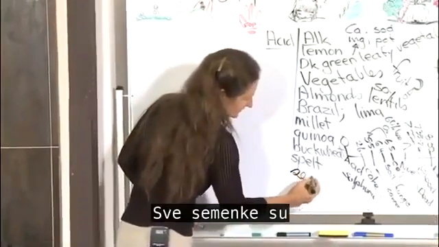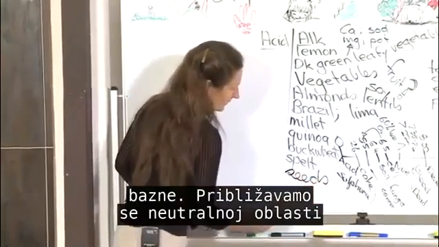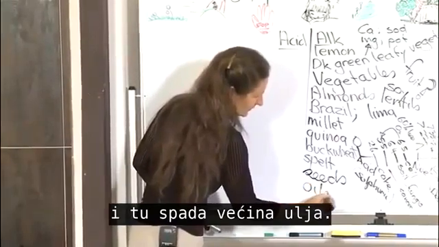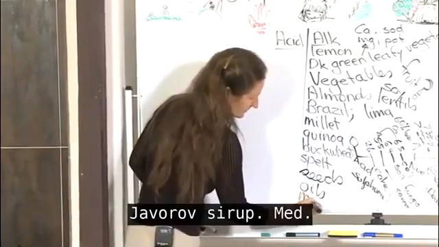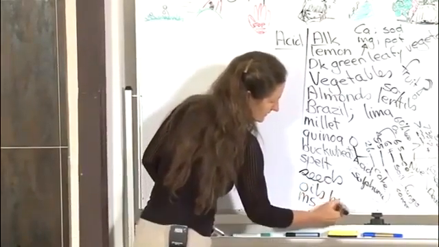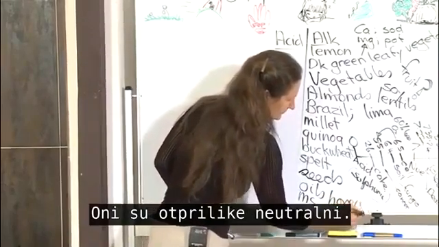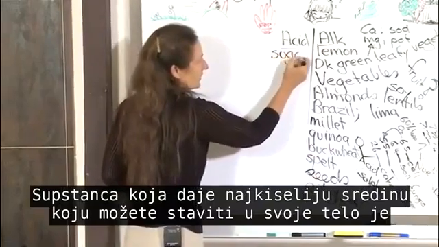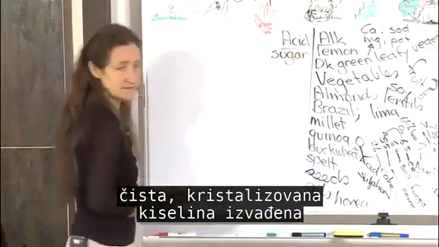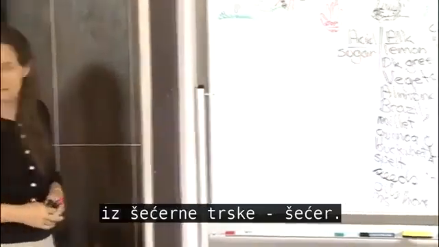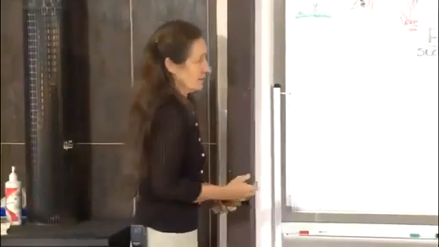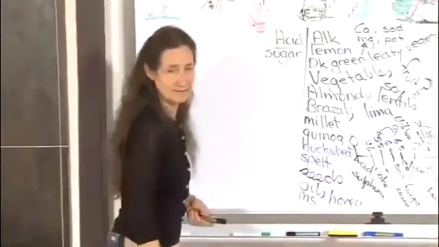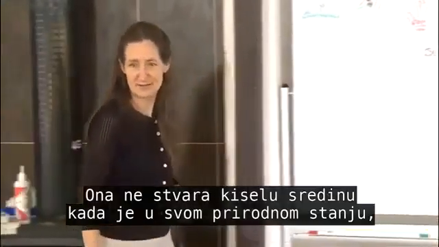All your seeds are alkaline. Down here we're getting to neutral, which is most of your oils, maple syrups, honeys. They're about neutral. The most acid-forming substance you can put into your body is the pure crystallized acid that's extracted from the sugarcane plant. A green leafy food is sugarcane. It is not acid-forming in its natural state.